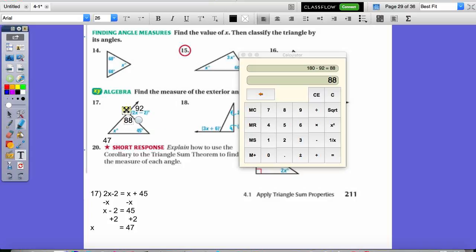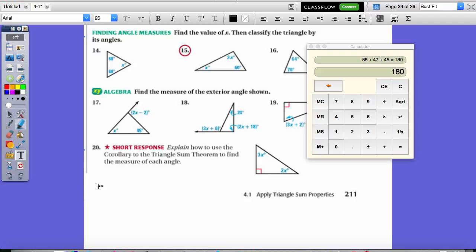So I have it. They didn't ask me to find that, but I'm doing this so I can check my work. I'm finding more than I need to find here. So 88 plus 47 plus 45 equals 180. So that's how I can check my work and make sure I did it correctly.